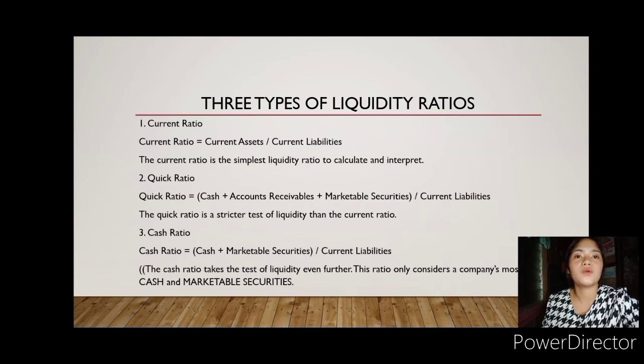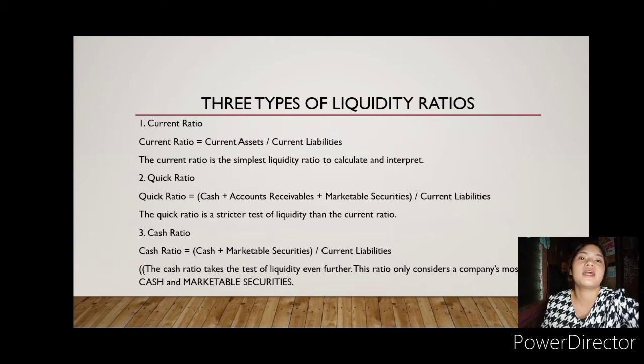The quick ratio only considers certain current assets. It considers more liquid assets such as cash, accounts receivable, and marketable securities. It leaves out current assets such as inventory and prepaid expenses because the two are less liquid. So the quick ratio is more of a true test of a company's ability to cover its short-term obligations. So that will be the quick ratio.